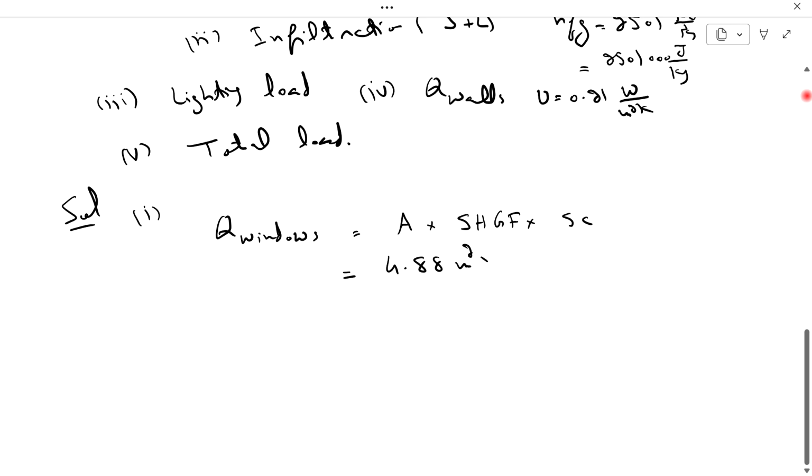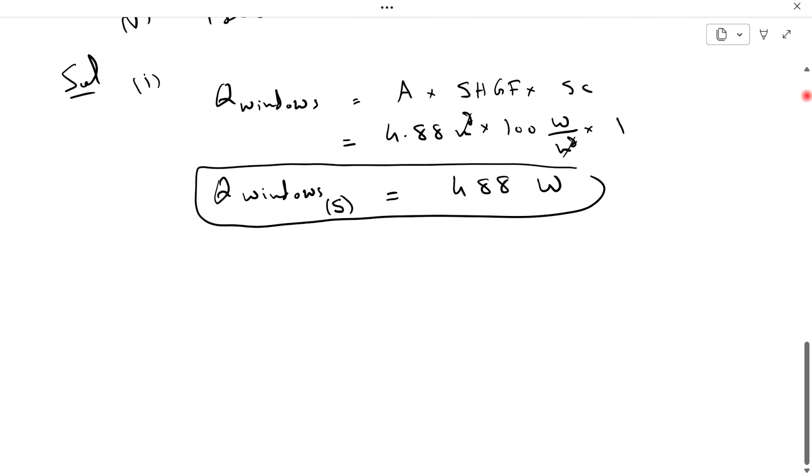square meter multiplied by solar heat gain factor is equal to 100. This is given to us, 100 watt per square meter, and shading coefficient is equal to 1. Meter square will be cancelled with meter square, and Q window, this is sensible heat. S means sensible. Q window sensible is equal to 4.88 multiplied by 100 is equal to 488 watt.